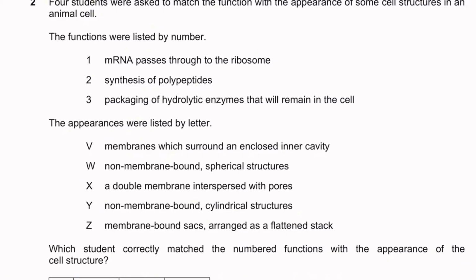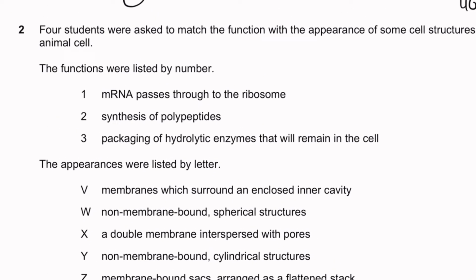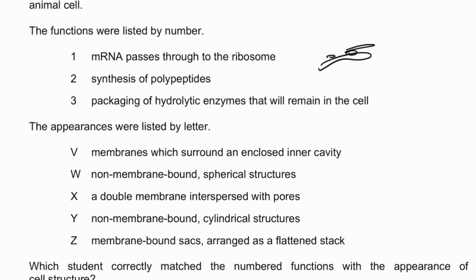Let's see. I would assume that mRNA passes through to the ribosome would be on the rough endoplasmic reticulum, right? So the mRNA will come onto the ribosomes that are on the rough endoplasmic reticulum. So that would be membranes which surround an inner closed cavity, because that's just a description of the rough endoplasmic reticulum. 2. Synthesis of polypeptides. I would assume that's the ribosomes, and these are non-membrane bound organelles. So we'll say non-membrane spherical structures, that's W. And then packaging of hydrolytic enzymes, I would assume this is the Golgi apparatus. So that's going to be a single membrane organelle, a membrane structure which also surrounds an inner cavity. But let's see the options here.